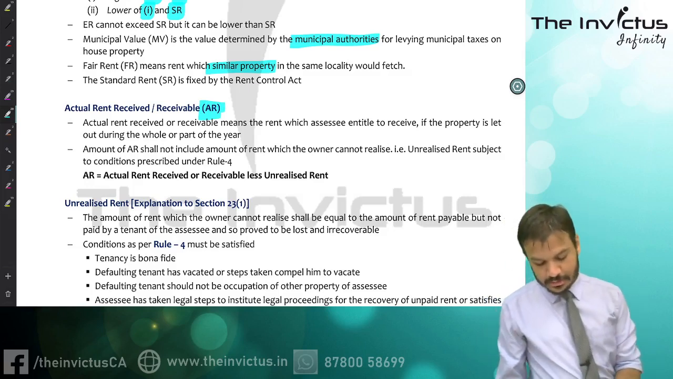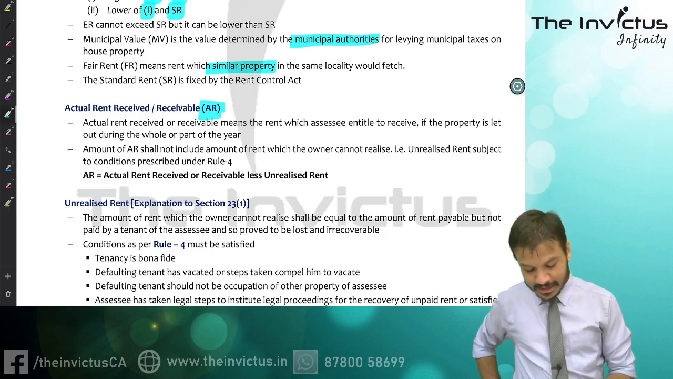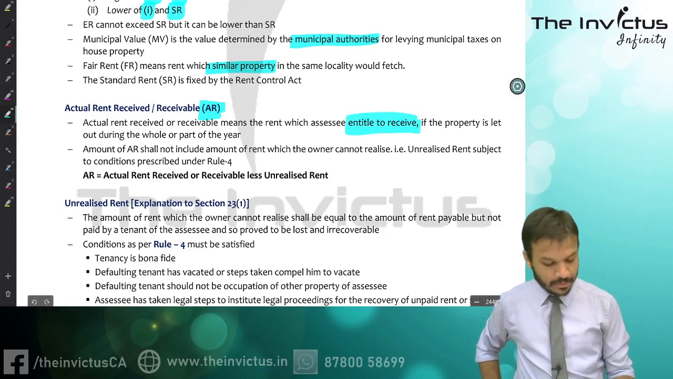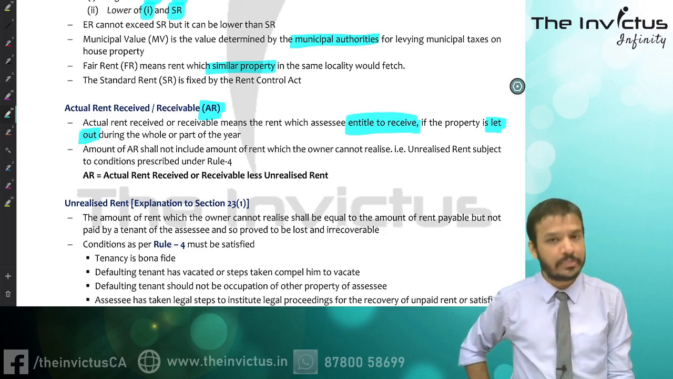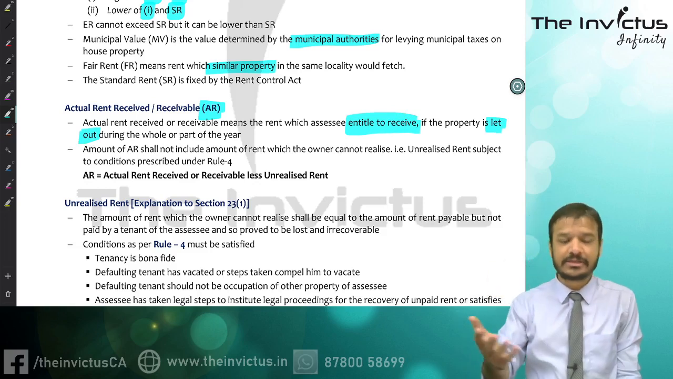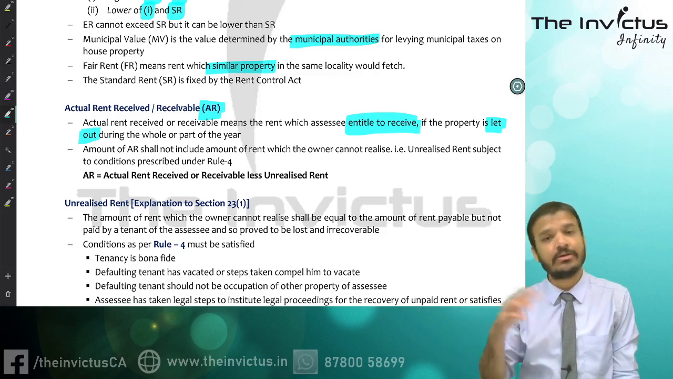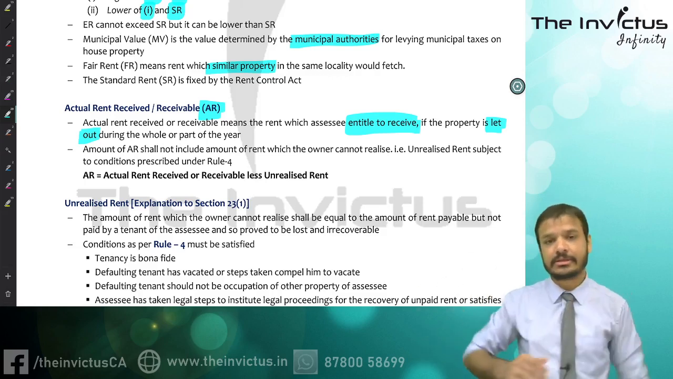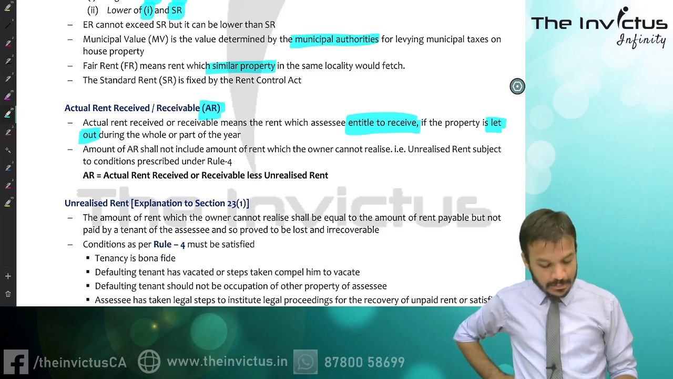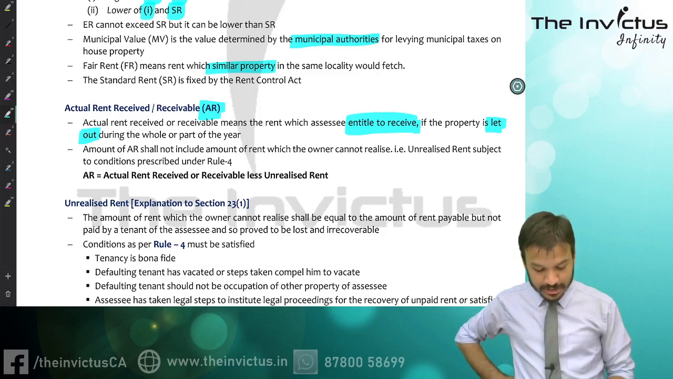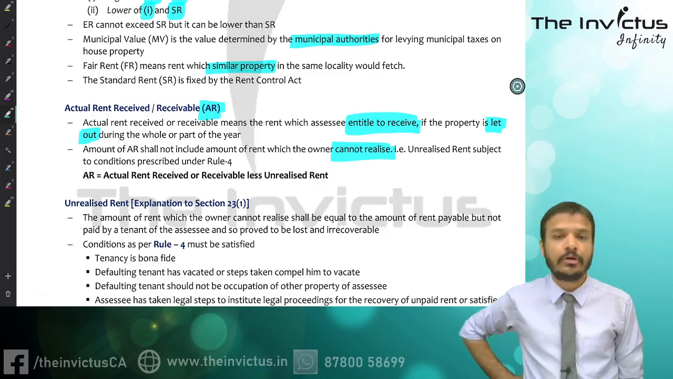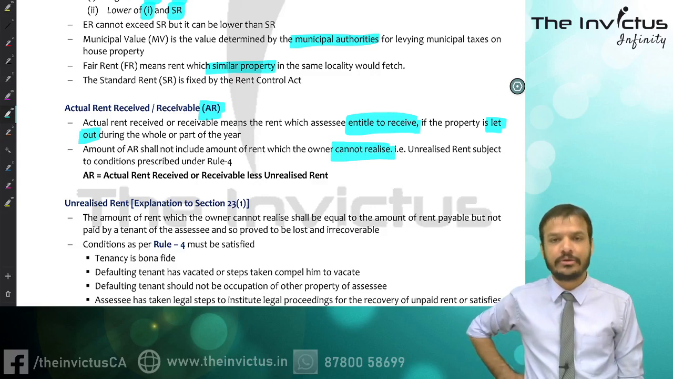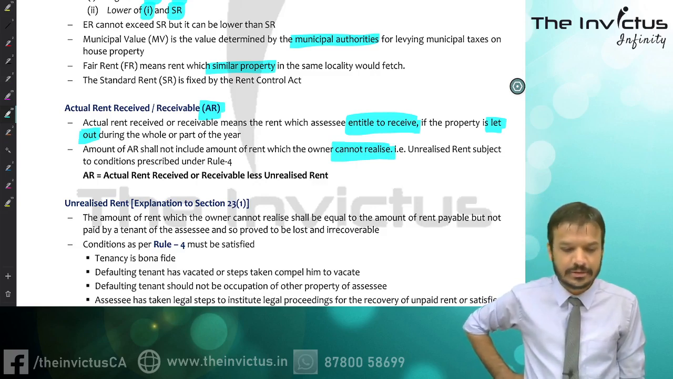Actual rent received or receivable means the rent which the assessee is entitled to receive if the property is let out during the year, whole or part. Part of the year means there may be a vacancy or a self occupation, that we'll discuss later on. The amount of AR shall not include the amount of rent which the owner cannot realize. So we can say unrealized rent shall be reduced from your actual rent, or annual rent.